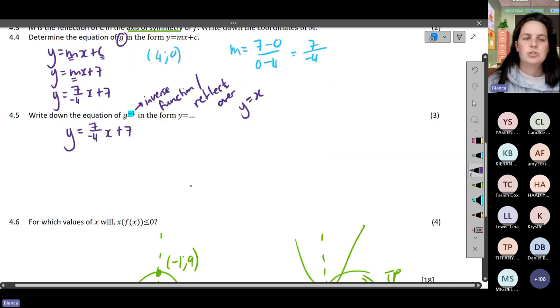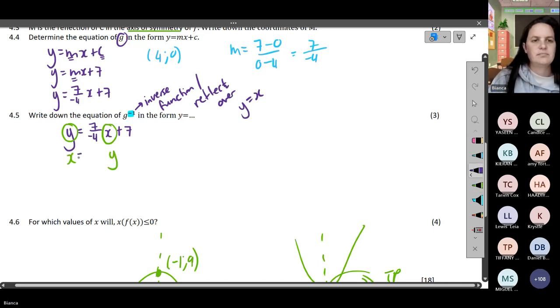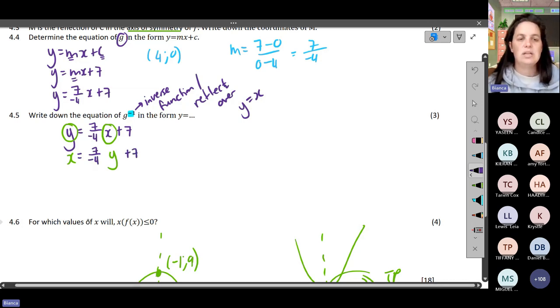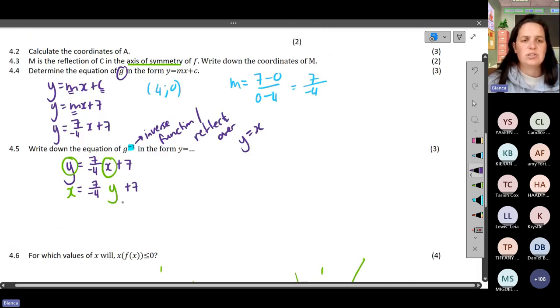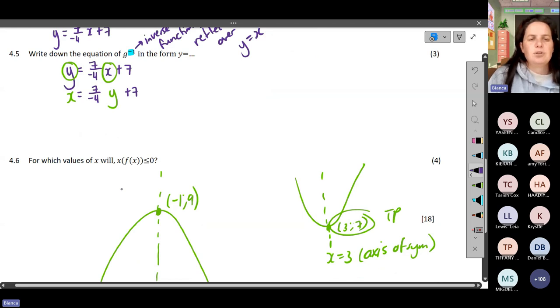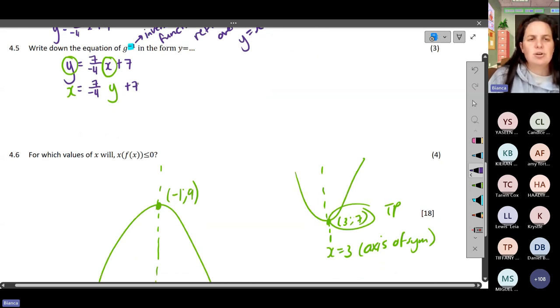To do the inverse function, what is your first step? Swap the x and the y. Get your first mark. So you're going to say x over there and y over there: x equals 7 over negative 4 y plus 7. But you can't leave it like this. You need y to be the subject. So you just do it like an equation. Let's get y on its own. We do the inverse operation, so plus 7 becomes minus 7.